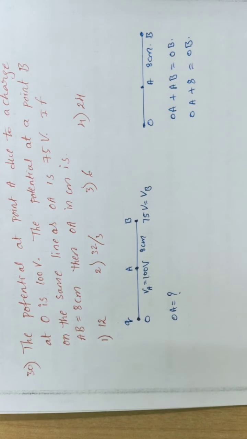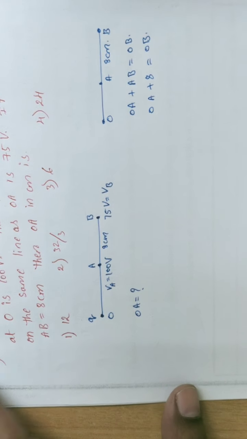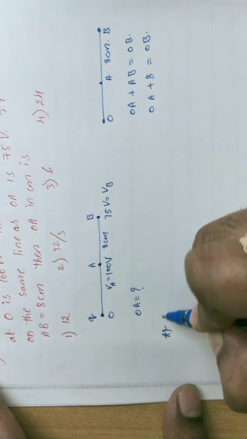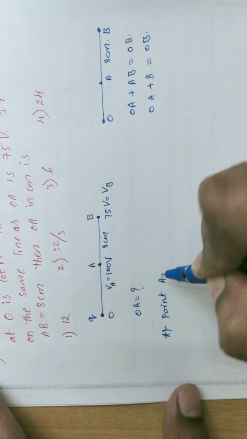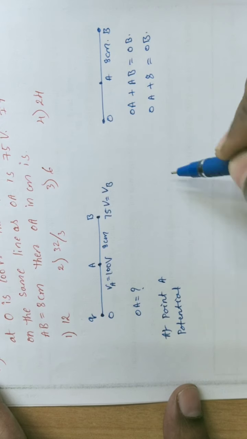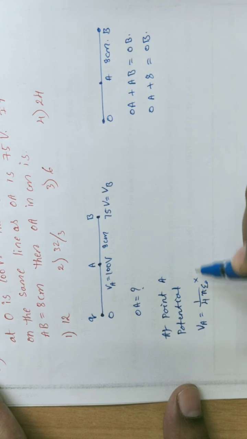One notation we may observe. From this relation later we can get one idea. Now the question is at point A, we are going to find the potential. Potential means VA is equal to 1 by 4 pi epsilon naught into Q divided by the distance from here to here, OA.